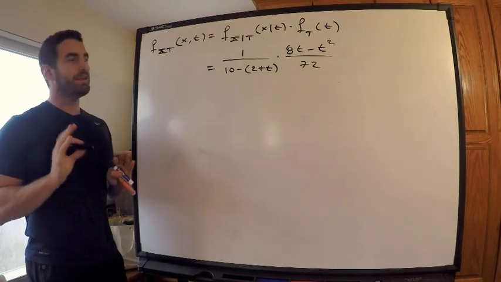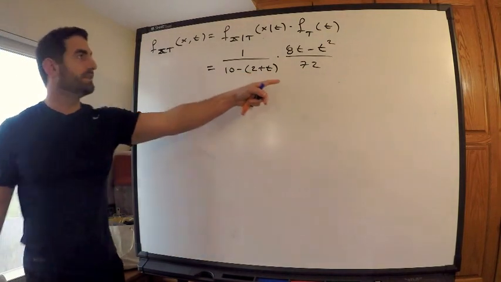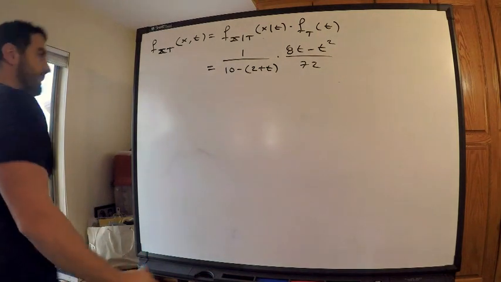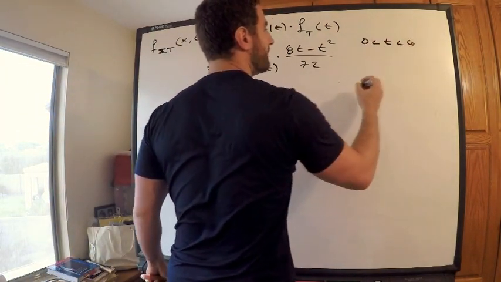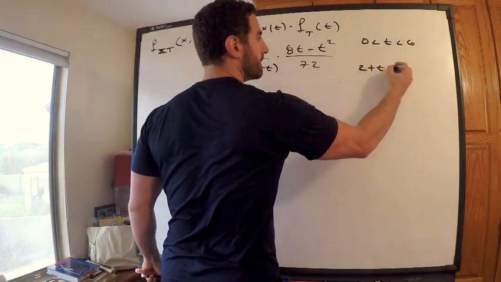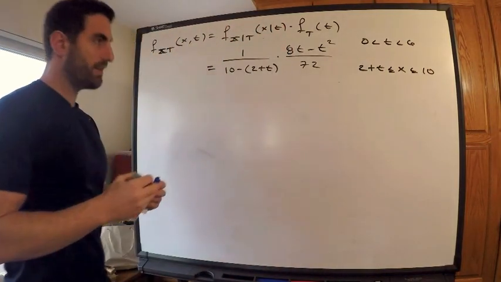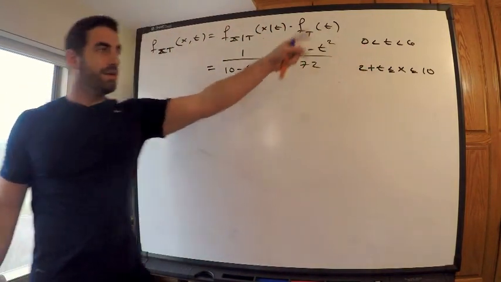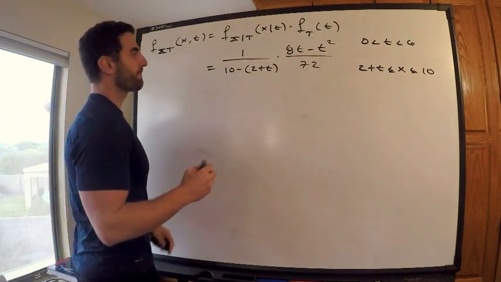Now, as I mentioned, the thing that you need to keep in mind, which is very important, is the constraints on x and t. We're given that t is between 0 and 6, and we're given that x was between 2 plus t and 10. Very important that we need both of these constraints. That's extremely important. I'm not going to get this right unless you have that.